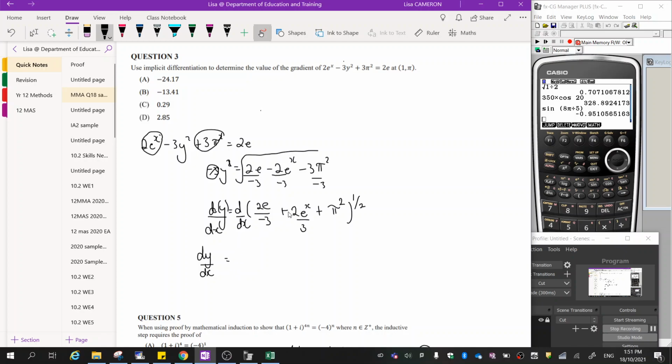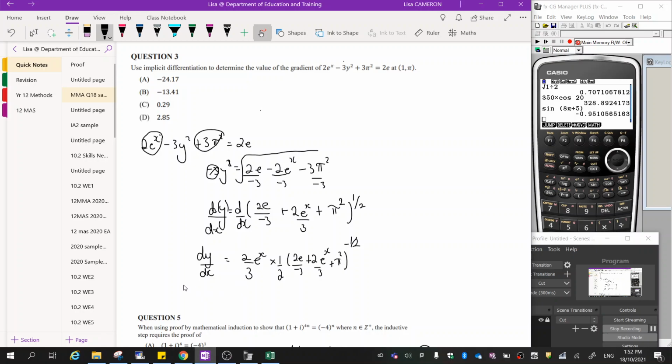So dy over dx is equal to, now I'm going to apply chain rule for this one. So the derivative of the inside of this bracket, the only x that's there will be this x here. So that's the only term that's going to come to the front. Now if I derive this, because that's got one x above it, the derivative of that power above will just become 1, meaning that it looks like it hasn't changed. But we did take the derivative of it. Okay, so the derivative of the inside multiplied by the derivative of the outside of the bracket. And I'll put this back in the bracket, 2e over minus 3 plus 2e x over 3 plus pi squared.